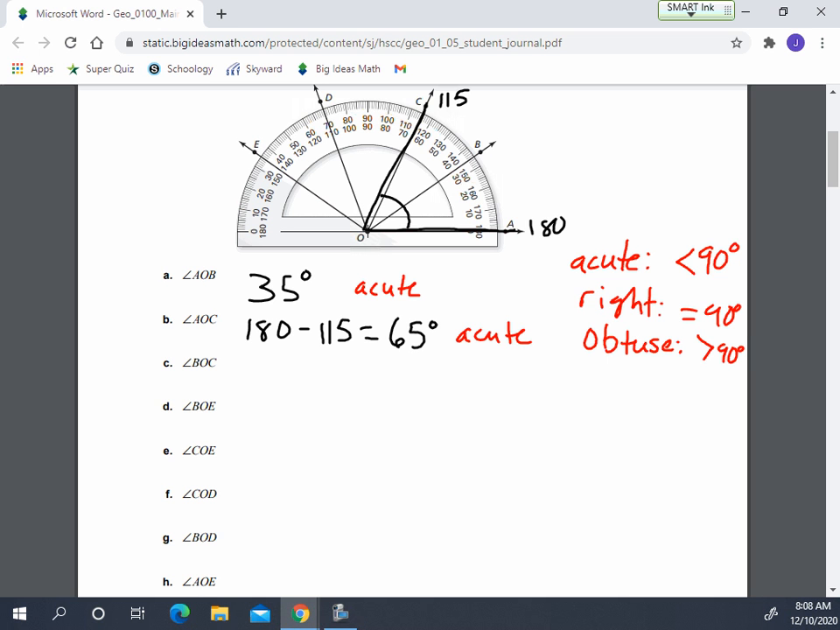Okay, now we have a different start. We have to start at B, go to O, and then to C. So BOC, measure that angle. We could say 145 minus 115 is equal to, what is that, 30? 30 degrees. Again, that's less than 90, so that is acute.